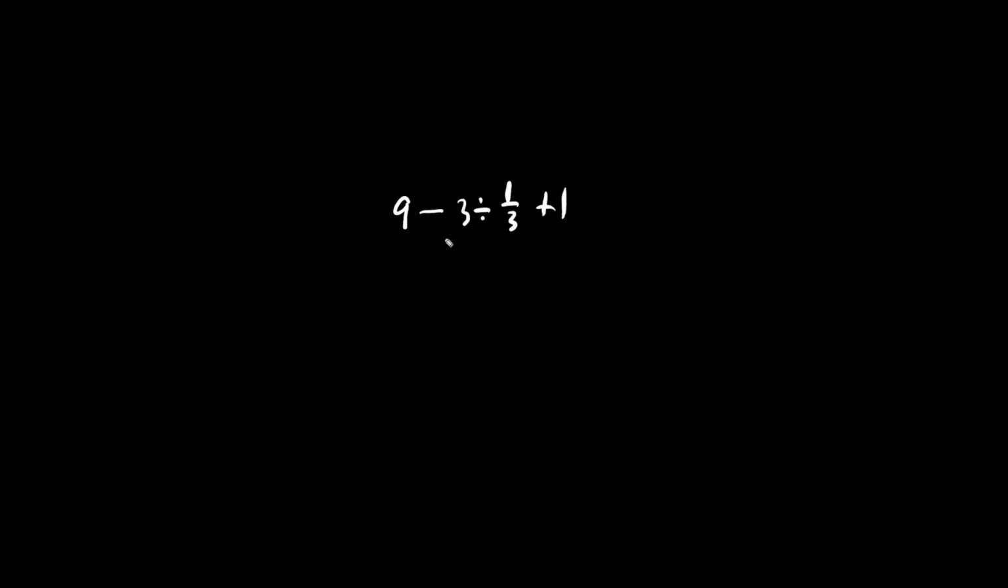According to BEDMAS, we must divide first before adding or subtracting. But we can treat this as one term, and so we're allowed to add these outer terms separately. 9 plus 1 is 10. And we have this term here, which is -3, and we're going to change division to multiplication by flipping the right side. So this is 3/1. So we have 10 minus 3 times 3 is 9. The final answer is 1.